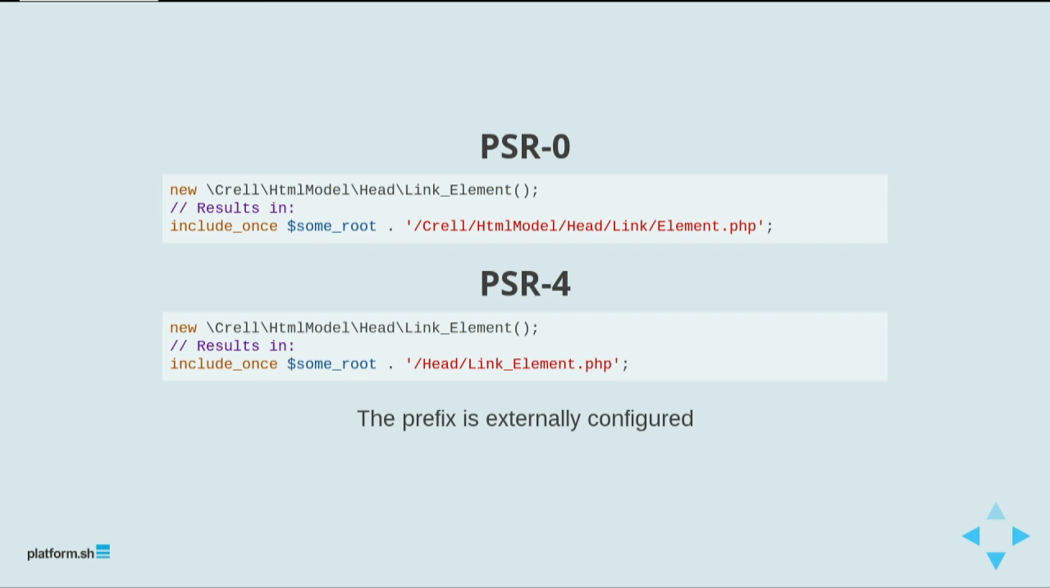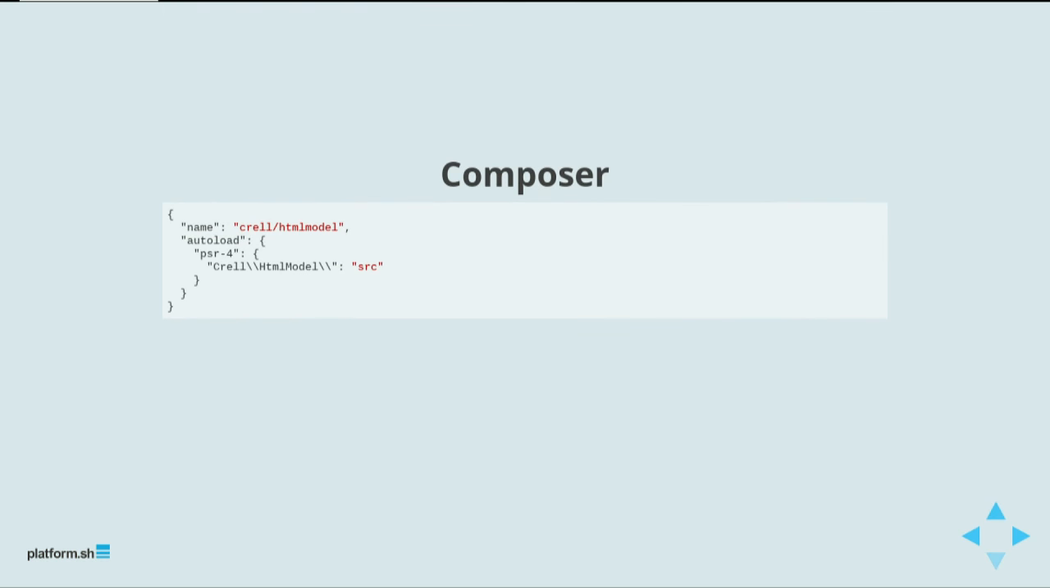And that prefix, like in this case, the Crell HTML model, is externally configured. Basically, you put it in your composer.json file, like this. You just put the name of your library, autoload, psr-4. Things that begin with Crell HTML model are in that directory relative to where this file is. And you no longer have to think about autoloading ever again. In practice, I would say always use PSR-4. PSR-0 is obsolete. It still works. Composer still supports it. But really, just use PSR-4. Even if you don't have the prefix to shorten things, it makes you more conventional by not having a special underscore handling. And shameless plug for this library of mine based on Drupal. Nice small example.